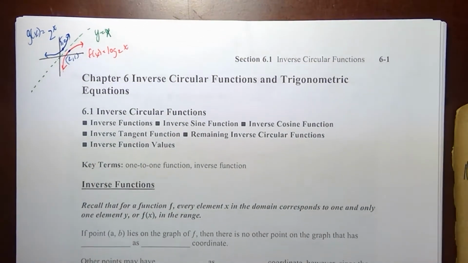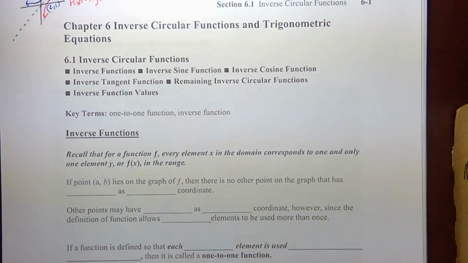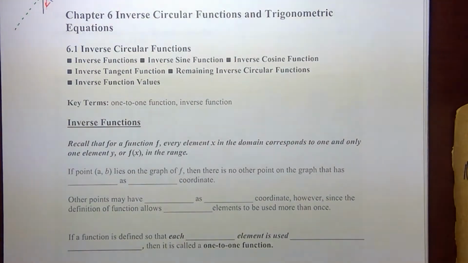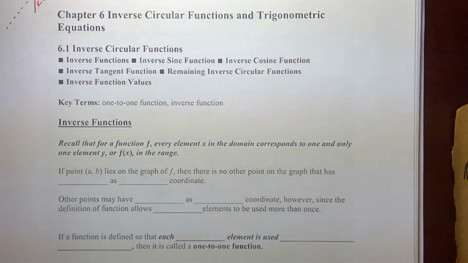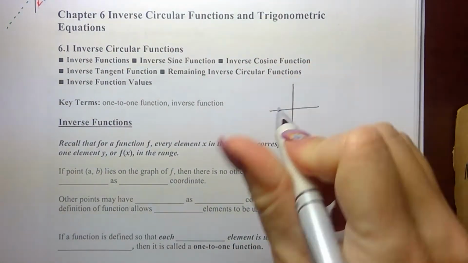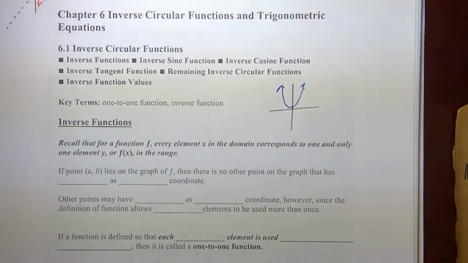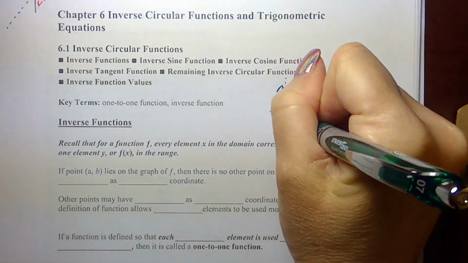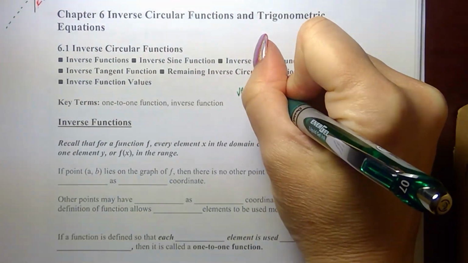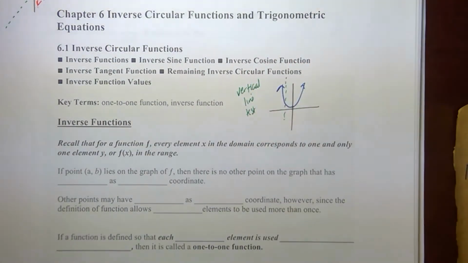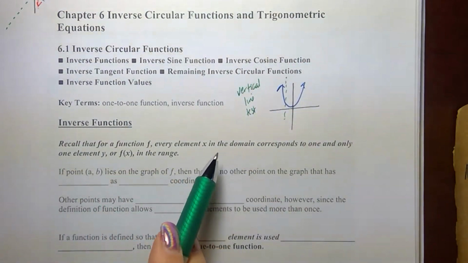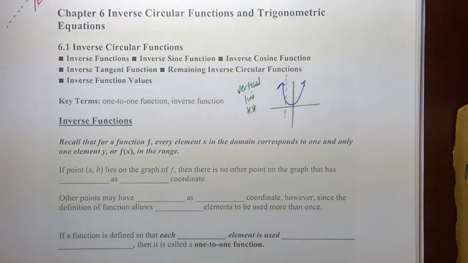Okay, let's talk about some definitions down here. Recall that for a function f, every element x in the domain corresponds to one and only one element y in the range. So let's sketch a graph of a quadratic function. Just my parent quadratic function is that parabola. It's a function, and we know it's a function because each element in the domain corresponds to only one element in the range. When that is true, it passes that vertical line test. Every function is going to pass the vertical line test because each element in the domain corresponds to only one element in the range.